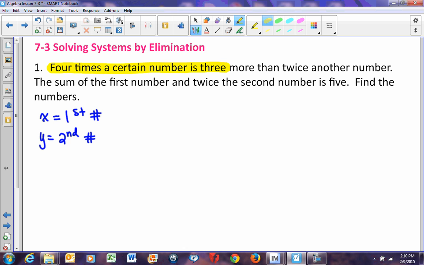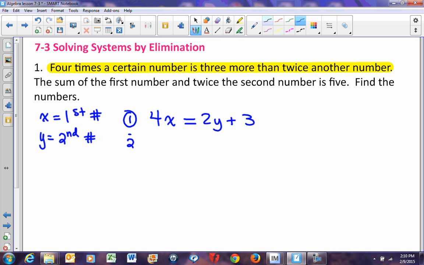Here's my first sentence, and I'm going to write that exactly as I see it. It says, 4 times a certain number is 3 more than twice another number. So I'm going to say 4 times the first number is 3 more than twice another number. There you go. 3 more than means the other number has to come first. That's my first equation. Not written in standard form, but I'll deal with that later. I just want to get the equation down first, and then try to get it in the standard form where I can use it.